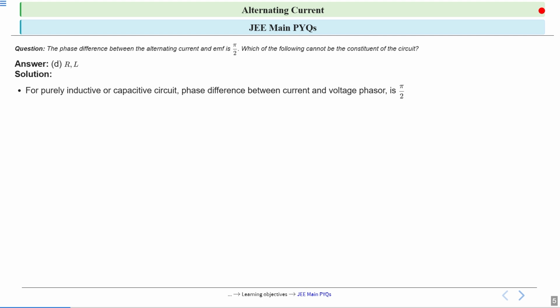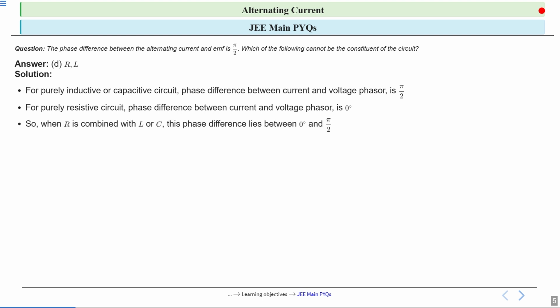In the case of purely capacitive and purely inductive circuits, the phase difference is pi by 2. Okay, so which of the options cannot constitute the circuit in which the alternating current and EMF have pi by 2 phase difference? Okay, so for purely inductive and capacitive circuits, the phase difference between current and voltage is pi by 2. So options B and C are incorrect. For a purely resistive circuit, the phase difference between current and voltage is 0 degrees. Current and voltage are in phase in the case of a purely resistive circuit.